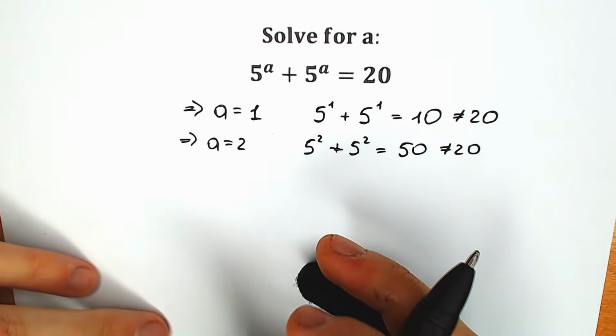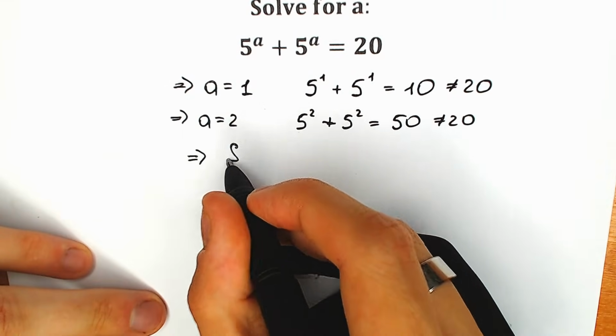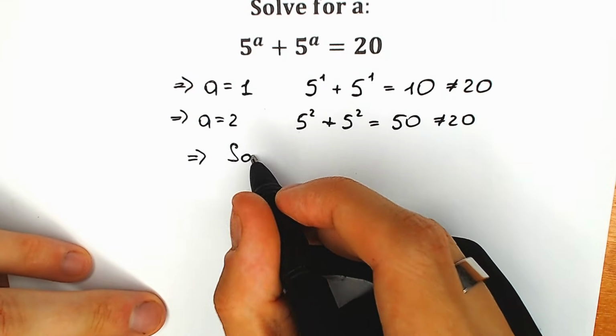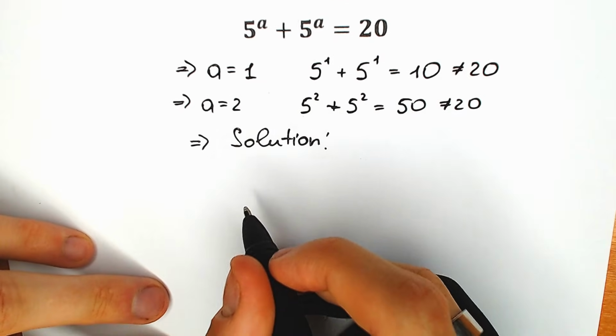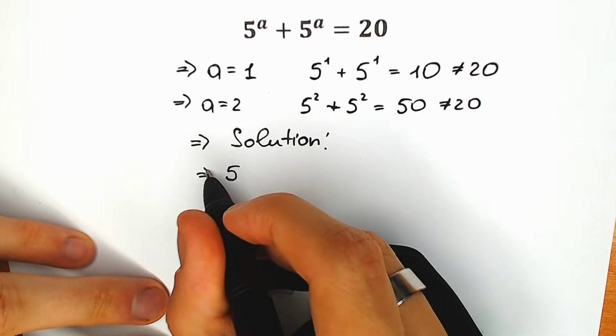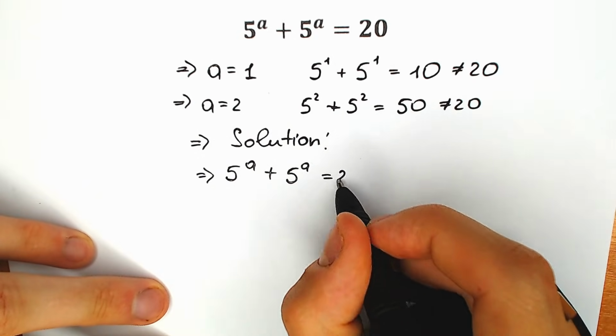So right now let's try to solve this question. Let's try to write a solution and think about the tricks. How can we solve this question? First of all, what do we have? We have our equation: 5 to the power a plus 5 to the power a is equal to 20.